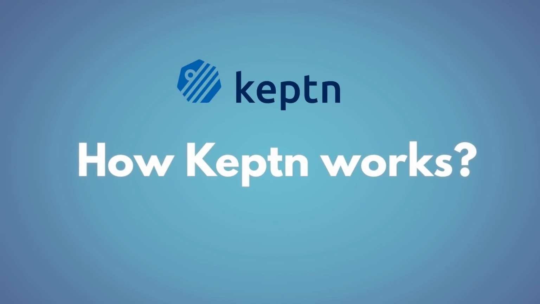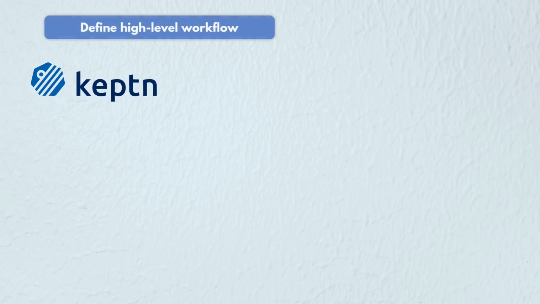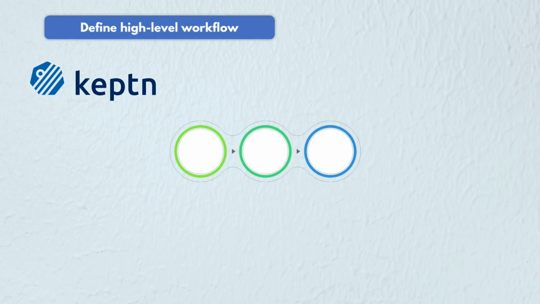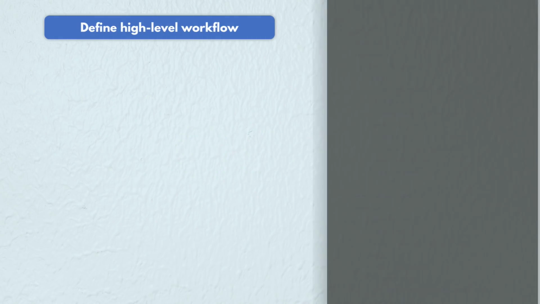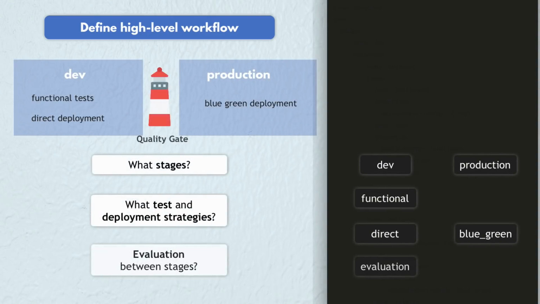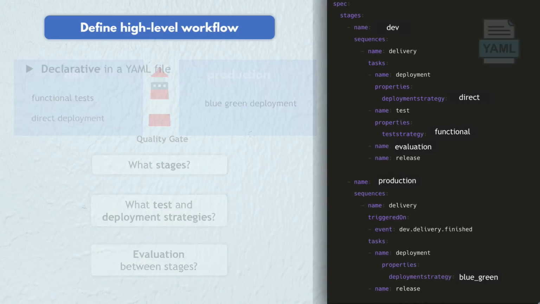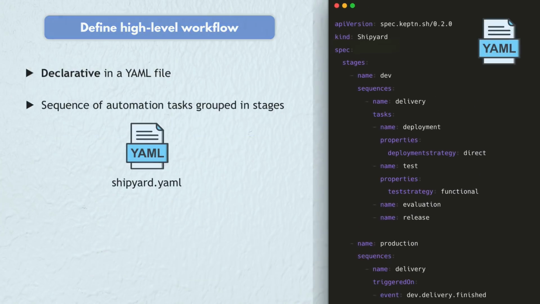So how does Keptn help you solve all these challenges? First of all, Keptn lets you define a high-level workflow for your release. Like how do you want to deploy your application changes? Like what stages, what test and deployment strategy for each stage, and the evaluation between the stages. And it lets you define this workflow easily in a declarative way with YAML in a shipyard.yaml file.